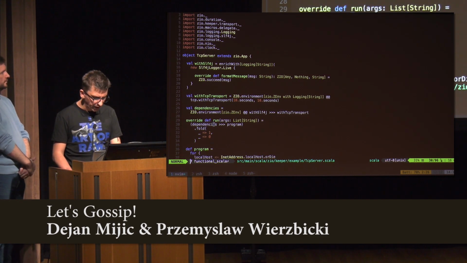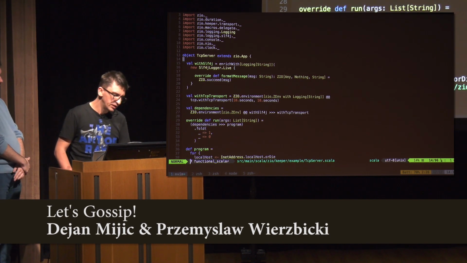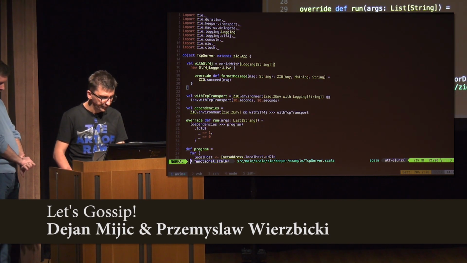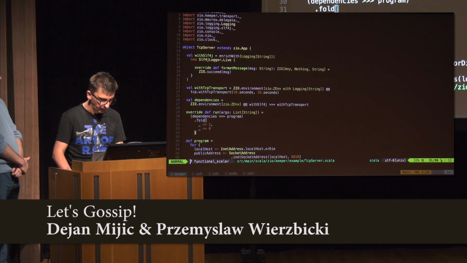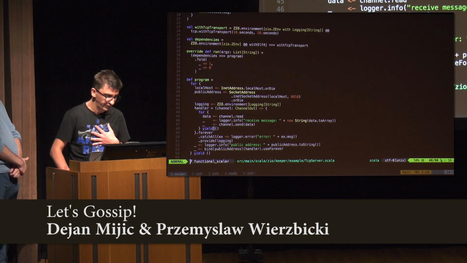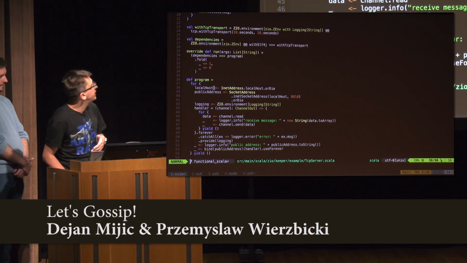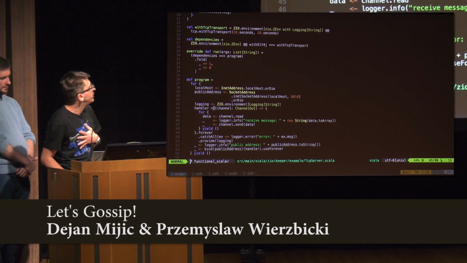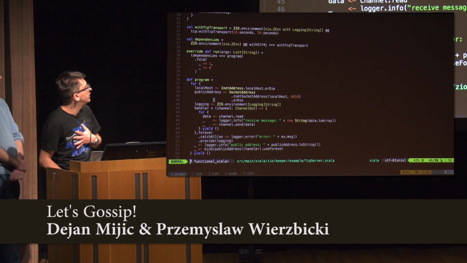So nothing special here. We have a ZIO app. If you are familiar with cats, this is very similar to IOApp. So run is our main where we return our effect, and the program is just defining the logic in this case. So what we have here, we're taking the local address, we're creating the public address with the socket address. Those two things come from ZIO NIO. Then we're creating the logger, we're creating the handler, right?